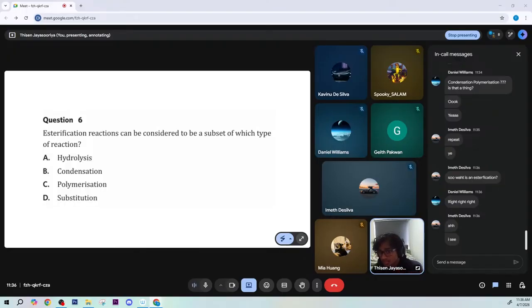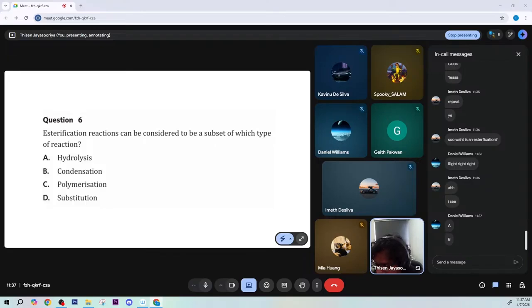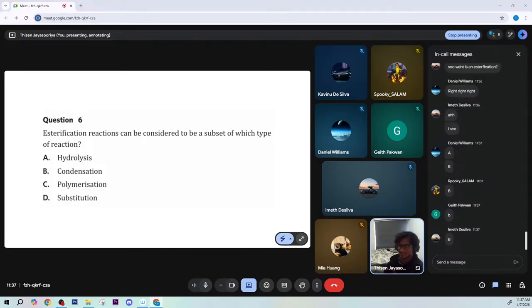So esterification can be considered to be a subset of which type of reaction? Hydrolysis, condensation, polymerization, or substitution. So give me an A, give me a B, give me a C, give me a D. B, B, B, B. Getting B's all around. Okay.